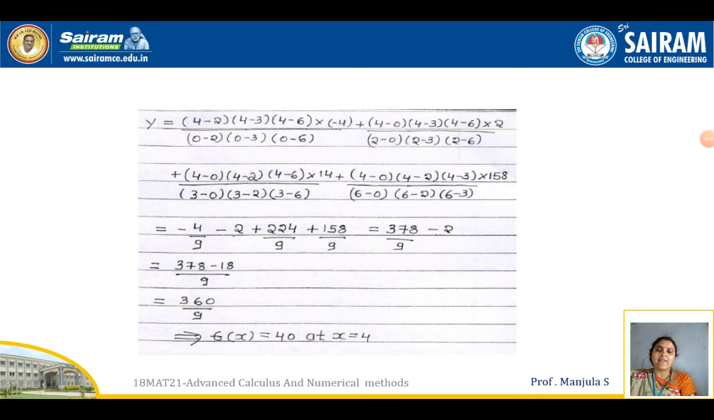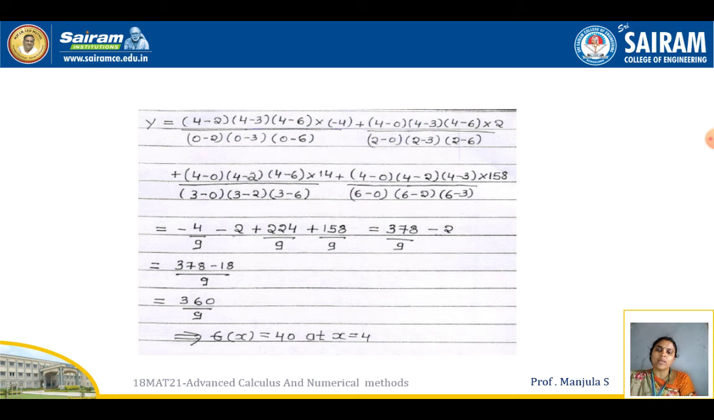Now all these values you just substitute in that formula. In the question they have given x0, x1, x2, x3 and corresponding y0, y1, y2, y3 values. You just substitute. Here they asked us to find the value of y at x equals 4. So in place of x you just substitute 4. On simplification we are getting the value like this.